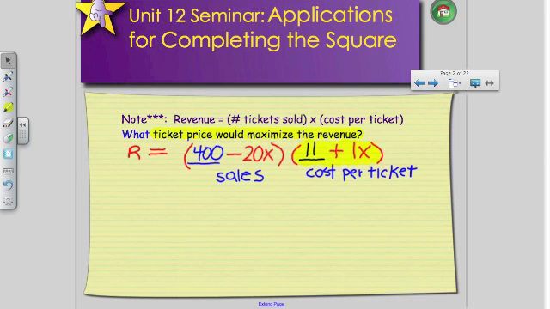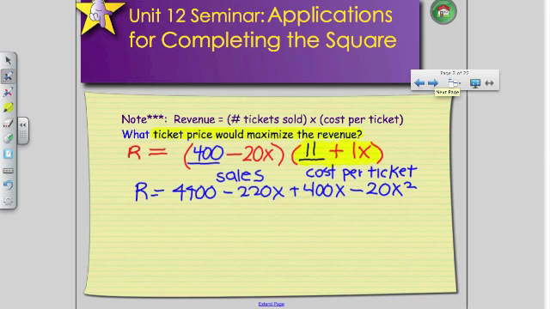I have to use FOIL, so we're going to FOIL these binomials. R is equal to 4,400 minus 220x plus 400x minus 20x squared. Now I have to rearrange and put the terms in order of a quadratic equation. So my negative 20x squared is going to come first, negative 20x squared, plus 180x plus 4,400.